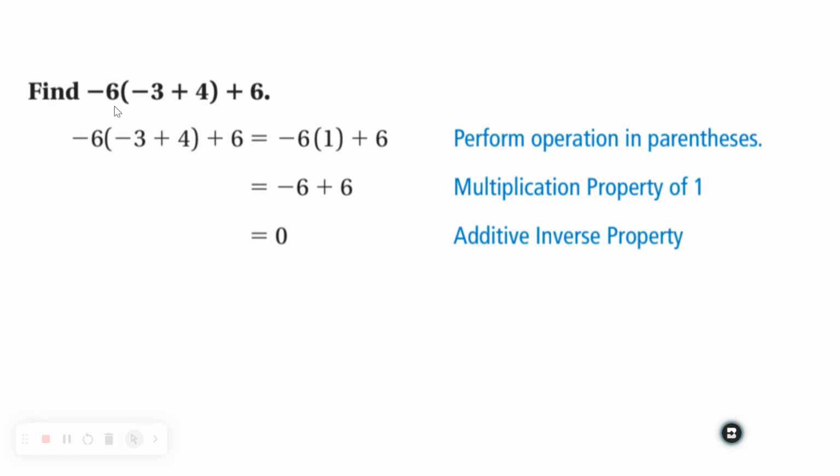So again, let's look back. We did order of operations here. I started with my parentheses. I remembered my addition rules. -3 plus 4 gave me 1. I left everything else in the problem. I kept my -6. I kept my +6. Next up was my multiplication. -6 times 1 gives me -6. -6 plus 6, they cancel out. We get 0.